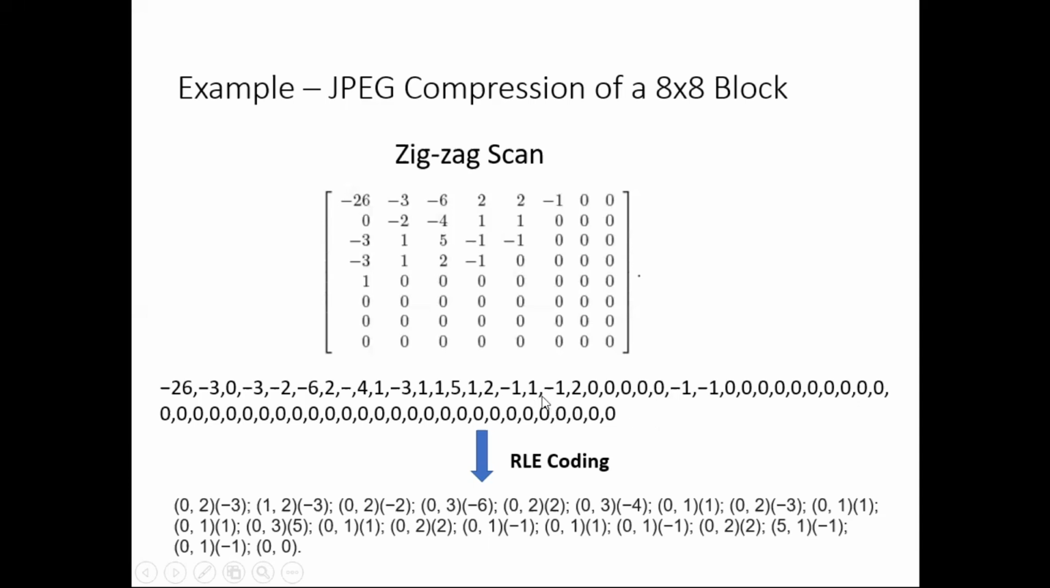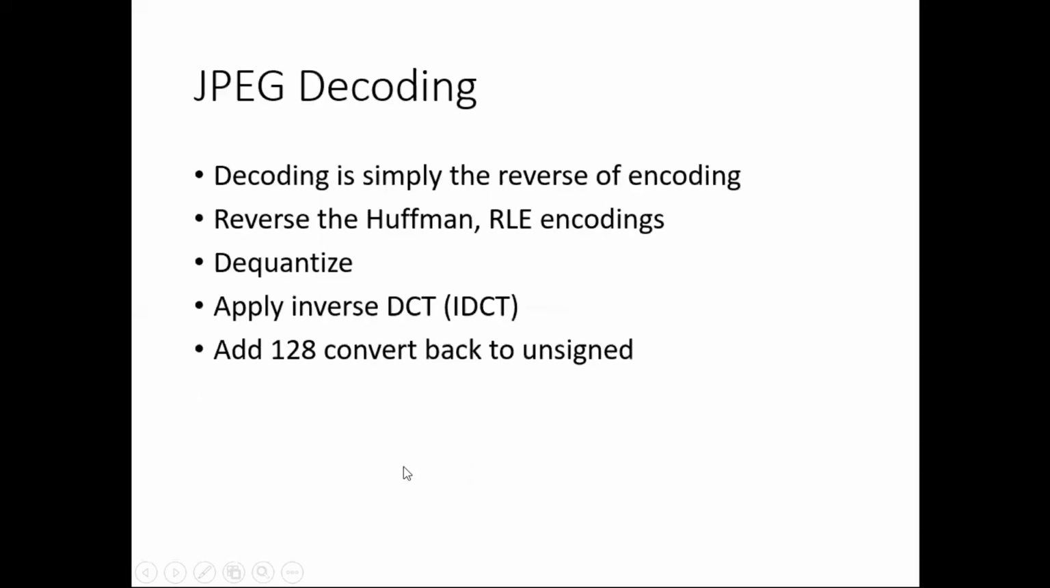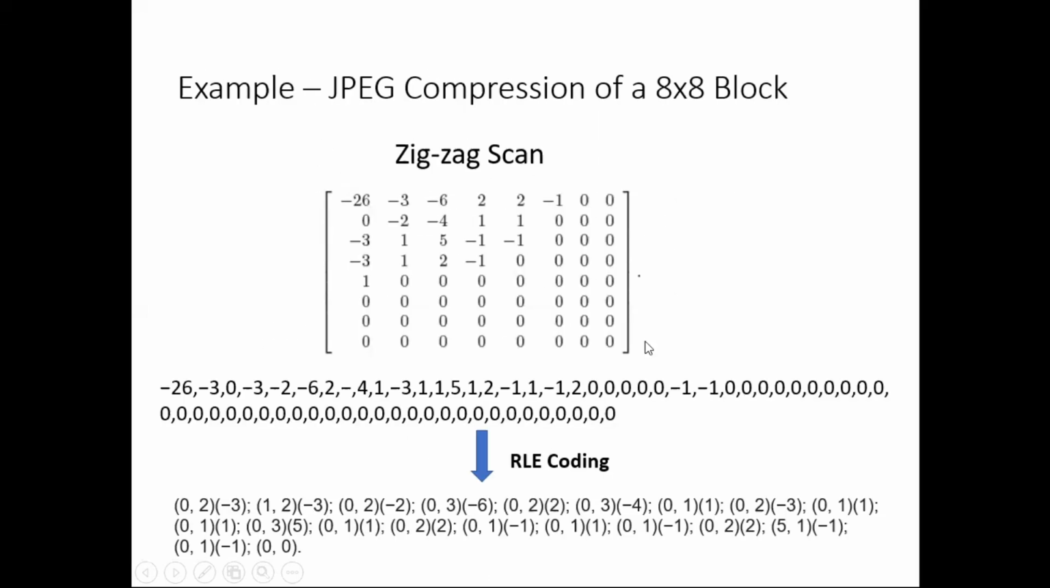After that, we are applying run-length encoding for the AC part, not for the DC part. For the DC factor we apply what we call DPCM, differential pulse code modulation, right? After applying run-length coding for this, we come up with this result. After this result, we can apply Huffman coding, right? This is the complete process of the encoding part.